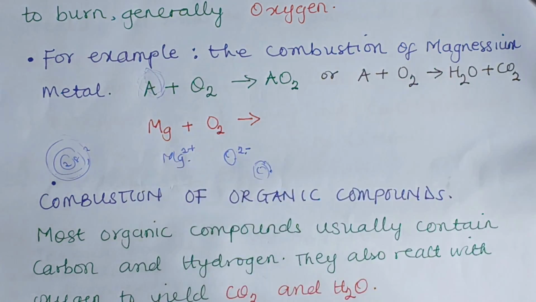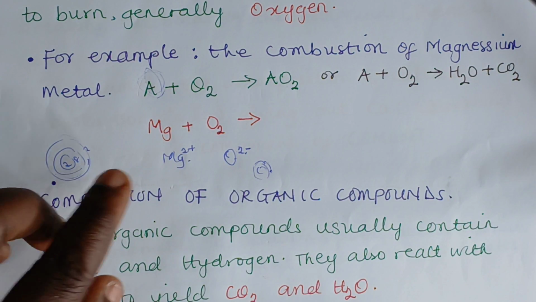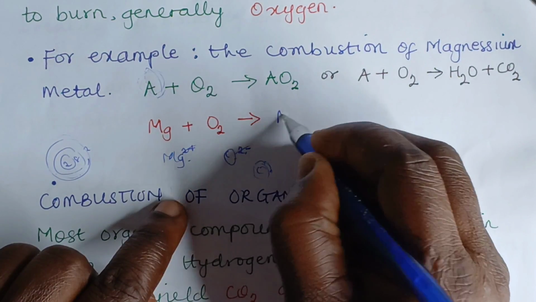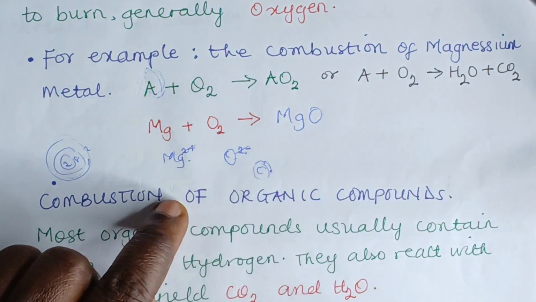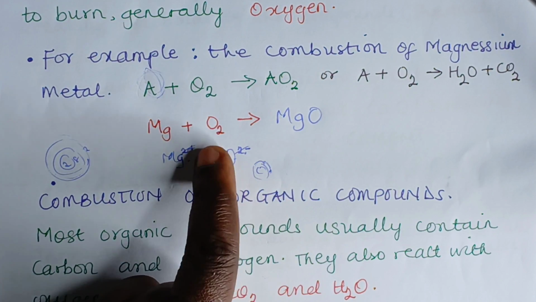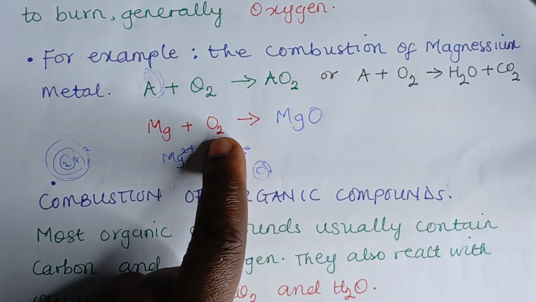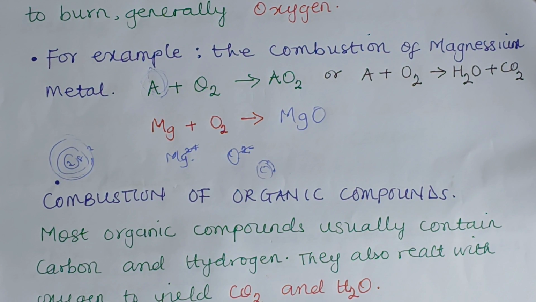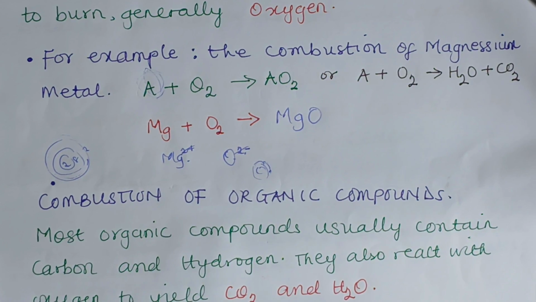So when they gain, they become negatively charged. When they give out, they become positively charged. That's why we have this. Cancelling out, because the charges are the same in magnitude though different in sign, we have magnesium oxide. You can see here the burning of magnesium ribbon, and it's called a combustion reaction. Anytime a combustion reaction occurs, a substance is reacting with oxygen, and it's an oxidation reaction.